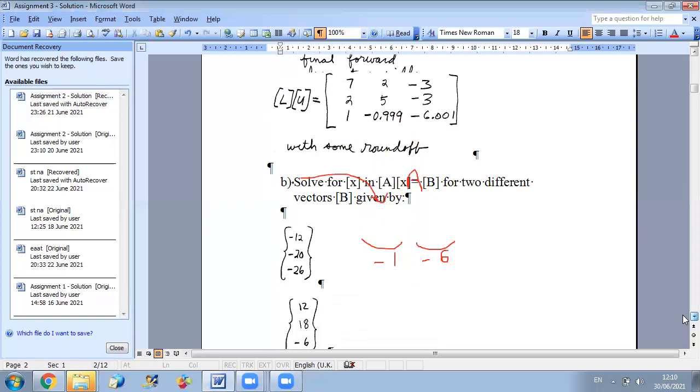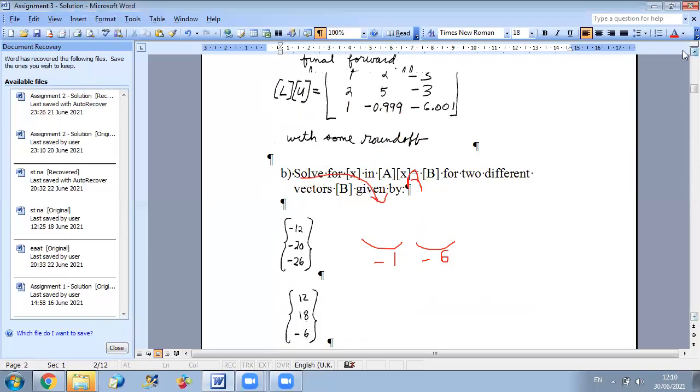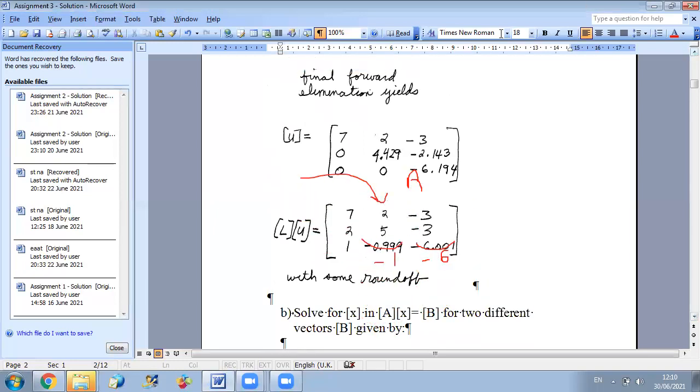Doctor, yes. For example, instead of -6.001, I got -5.99 and I wrote it as -6. Is that fine? Better to put it as it is, if you got -5.99, put it as it is. Okay, and I tell you that there is some round of error, but it's acceptable.